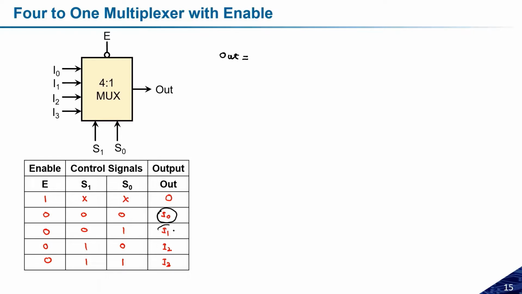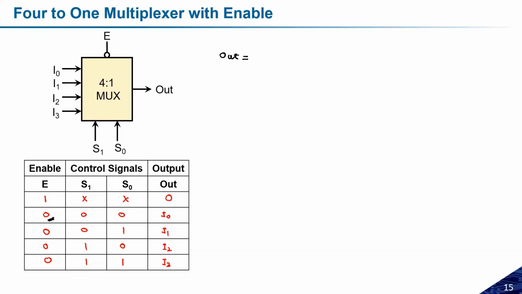Okay, this is the second one, this is the third one, and this is the fourth one. Fifth one is 0, so I don't need to consider that one. Okay, so whatever components I have, all these components depend on this enable, this S1, and this S0. So what are those components? Let us try to write here.